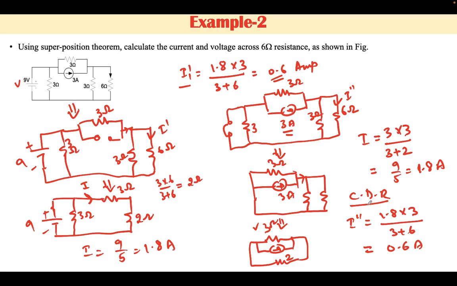The current in 6 ohm resistance due to second source is 0.6 ampere, and hence the resultant current is 0.6 plus 0.6 is equal to 1.2 ampere. Now this is the current. In order to find out VL, it will be equals to I into R, and I is 1.2, R is 6, which is equal to 7.2 volt. Answer.